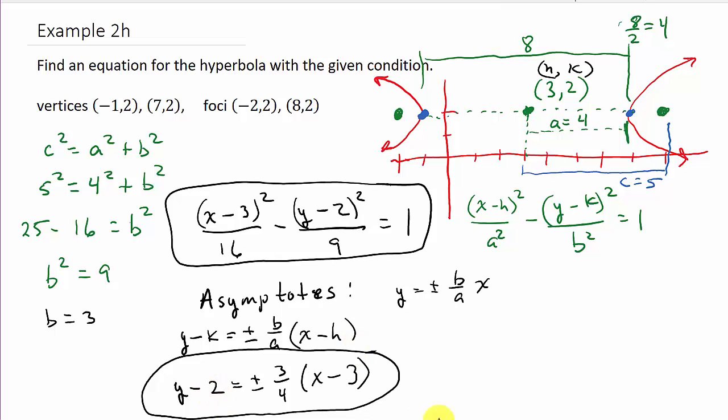And if you want to, you could move the minus 2 over. It doesn't matter. You can simplify it some more. You can distribute that.